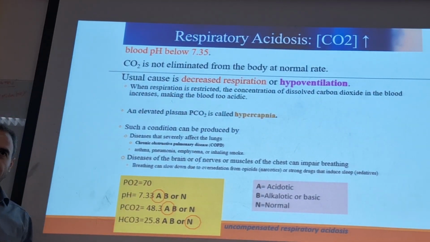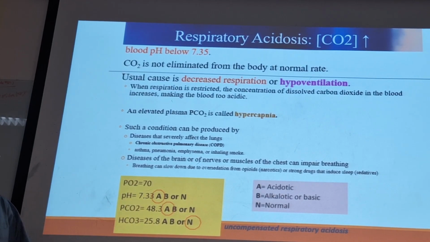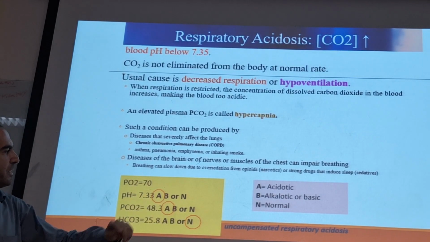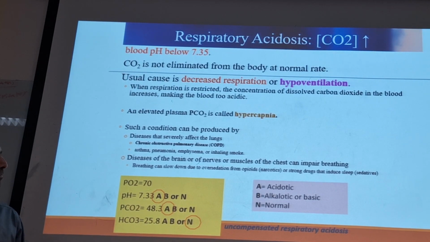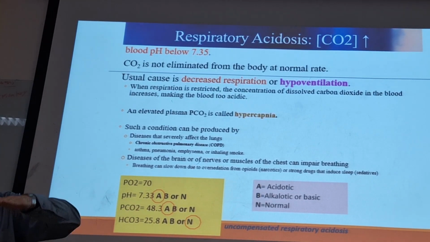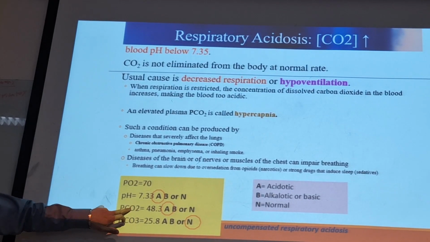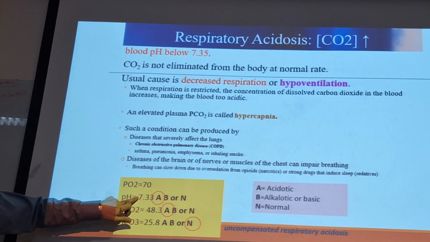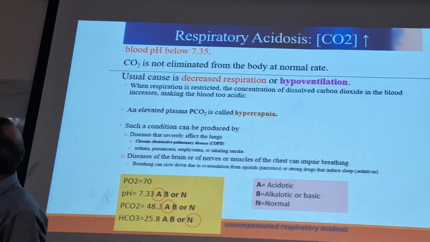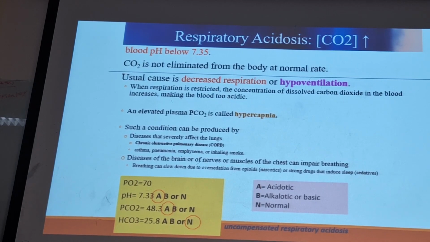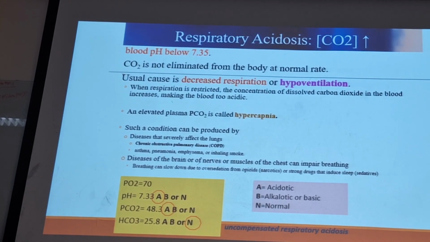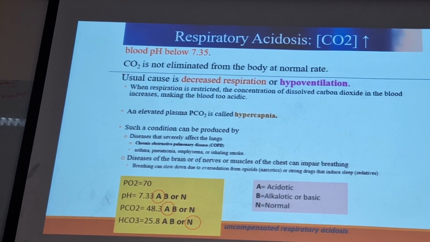So we have here, pH is 7.3. Is it acidic, basic, or normal? Acidic. PCO2 is 48. Is it acidic, basic, or normal? Acid. It is high, which means acid. Bicarbonate is 25. It's normal. So when it is normal, it is okay. We can find out we have increasing CO2 and decreasing pH. We call it respiratory acidosis, and uncompensated. We didn't do any compensation.